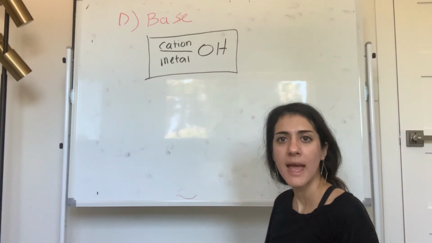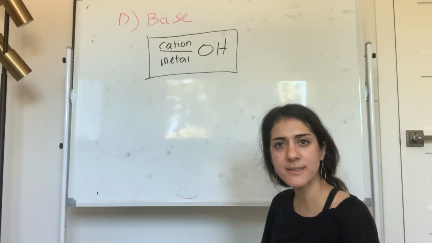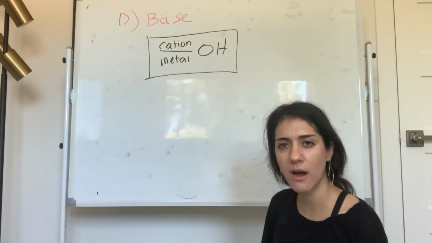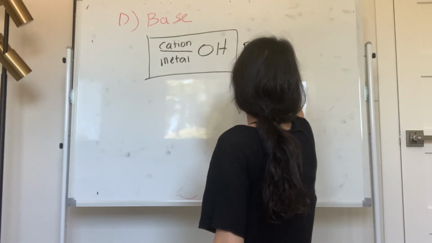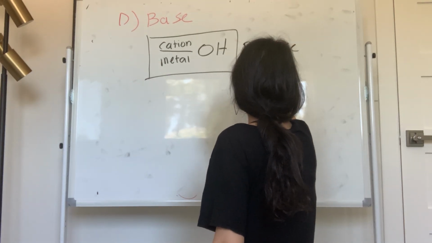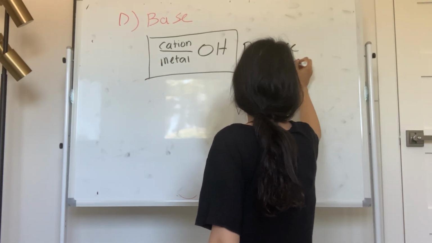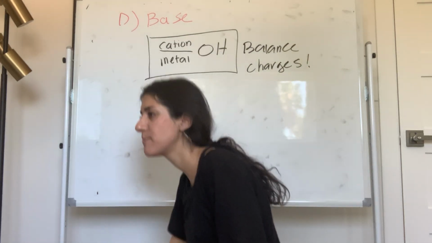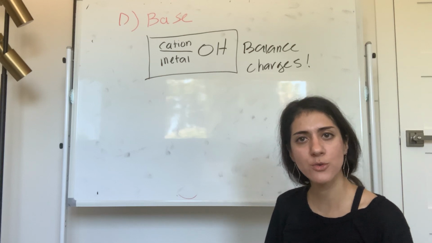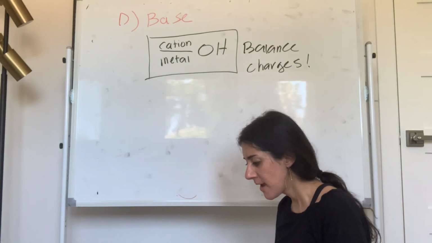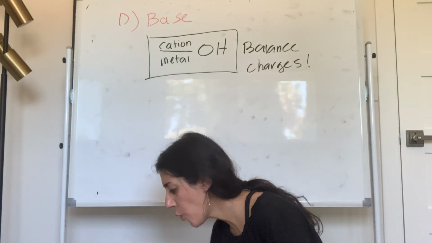That's it. And just like acids, bases are all technically under ionic, so you have to balance charges. So basically for ionic compounds, for acids and bases, you always balance charges. For covalent, you do not balance charges, you use prefixes. Okay. Now, what is OH?